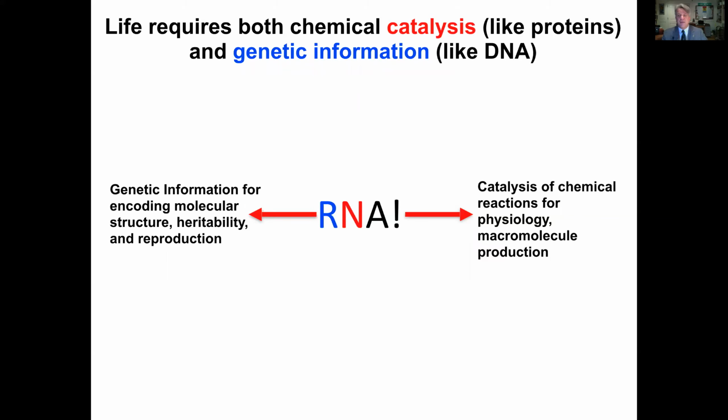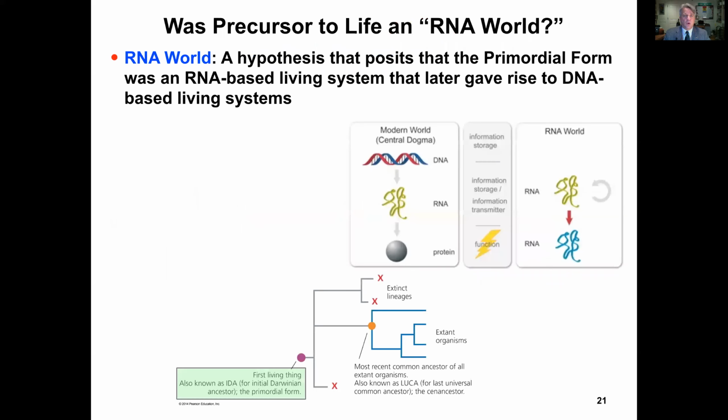RNA can convey genetic information, and we know that RNA can also do biochemical work. So this leads to a question: was the precursor to life an RNA world? An RNA world is this hypothesis that the primordial form, the early form of life, was an RNA-based living system that later gave rise to DNA-based living systems. And so in our diagrammatic phylogeny, what we're showing here is that all of the lineages that are around today are in blue. And we're going to introduce Ida and Luca later in this lecture. That's what we would call Ida being the idealized initial Darwinian ancestor, Luca being the last universal common ancestor.